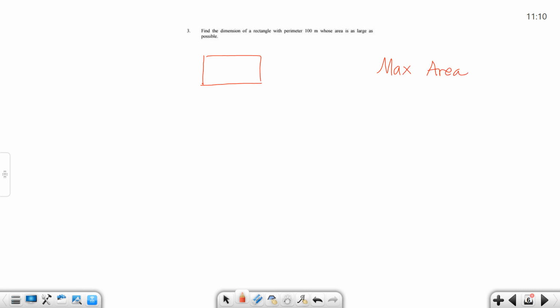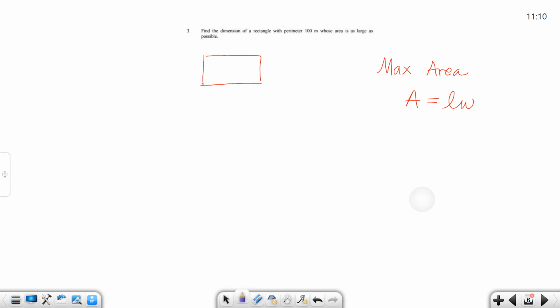I know the formula for the area of a rectangle is area equals length times width. Okay, so that's my equation that I need to be optimized. So I have to write that length and width equation in terms of one variable.